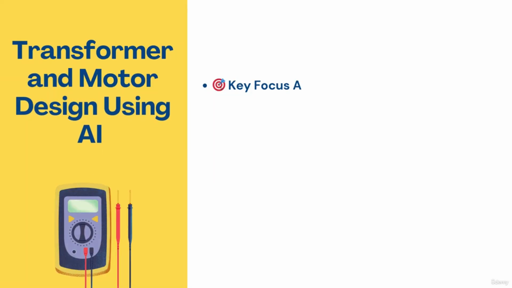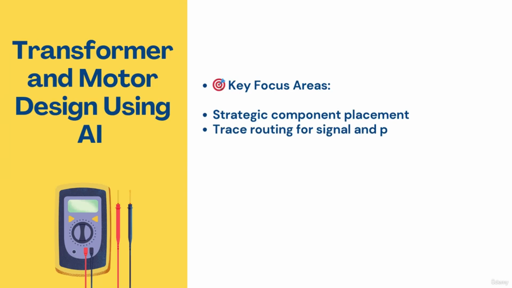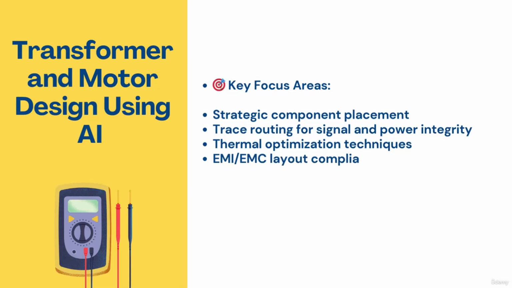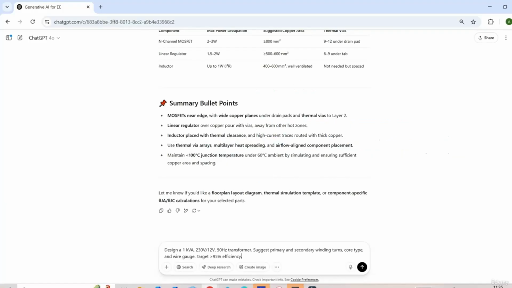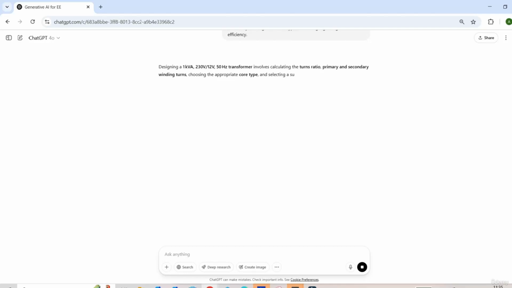Transformer and motor design is a cornerstone of electrical engineering, demanding precision in magnetic materials, winding arrangements, core geometry, losses, and thermal performance. Traditionally, this involves iterative calculations and finite element simulations. With generative AI, engineers can now use well-structured prompts to generate core design specifications, optimize materials, and simulate outcomes, accelerating R&D while maintaining accuracy. Let's begin by asking AI to determine transformer winding turns for given voltage and frequency.